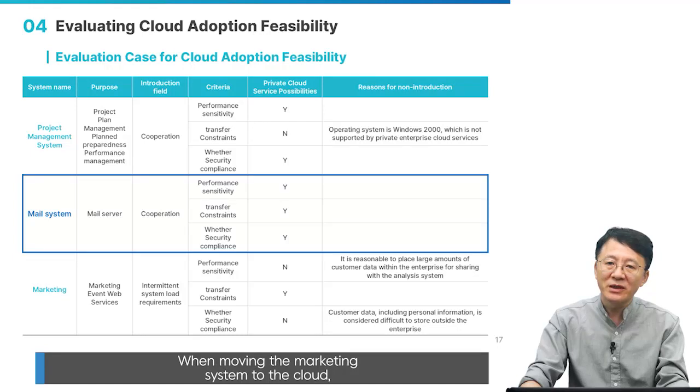When moving the marketing system to the cloud, there is a problem because the marketing system must use customer data in the analytics system located inside the company as well. In addition, it may be difficult to migrate to the cloud because leaving customers' personal information outside the company is forbidden.